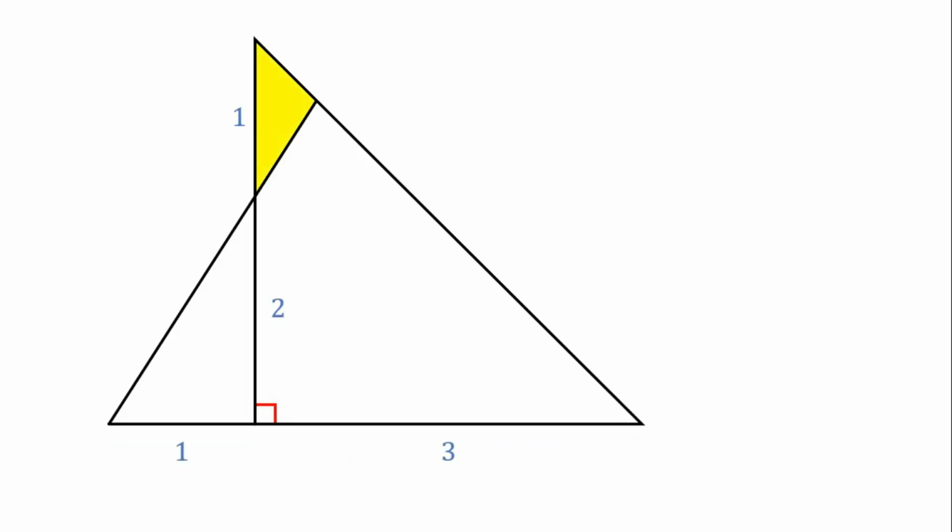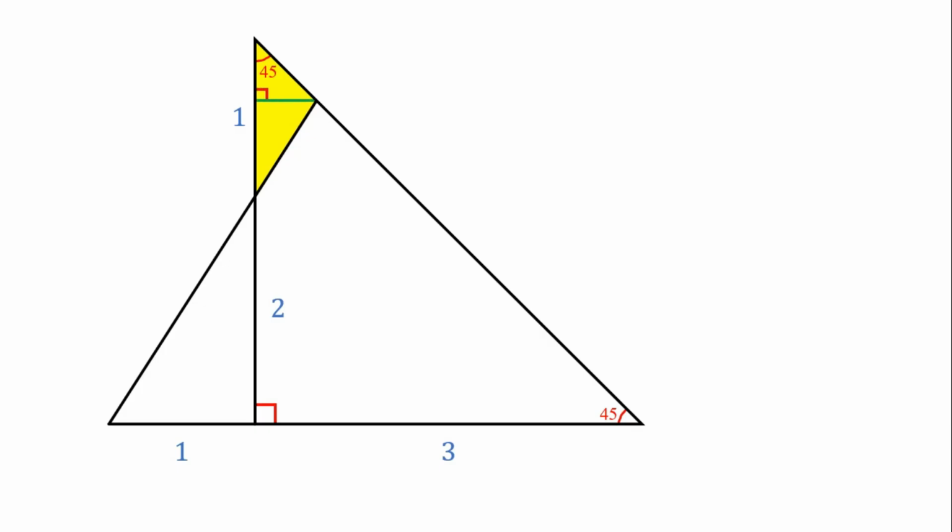Let's solve it. If you look carefully, you'll notice that this is an isosceles right triangle. In an isosceles triangle, the base angles are equal. Since one angle is 90 degrees, the other two angles must each be 45 degrees. At first glance, this problem looks difficult, maybe even impossible. So let's try something clever.